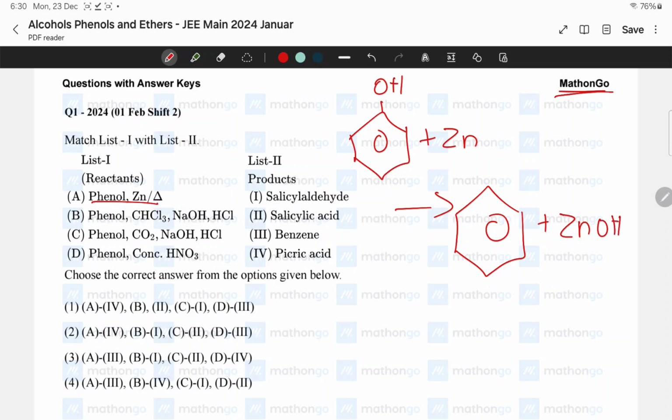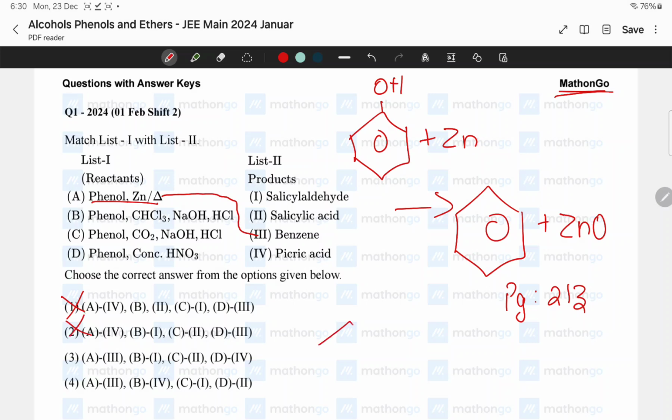This reaction is given on page number 213, not ZnOH, sorry, I went wrong, ZnO. This reaction is given on page number 213 of the Alcohols, Phenols and Ethers chapter of the chemistry part of the textbook. You can refer to page 213 for the reaction. So phenol with Zn will give us benzene, so A is 3. So this is wrong. 3 or 4 is the answer.